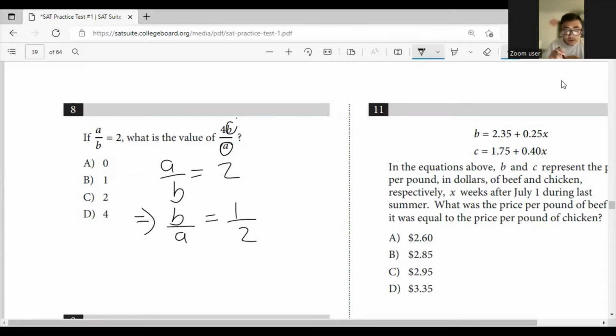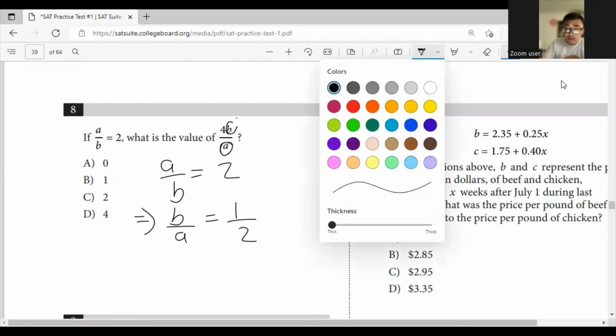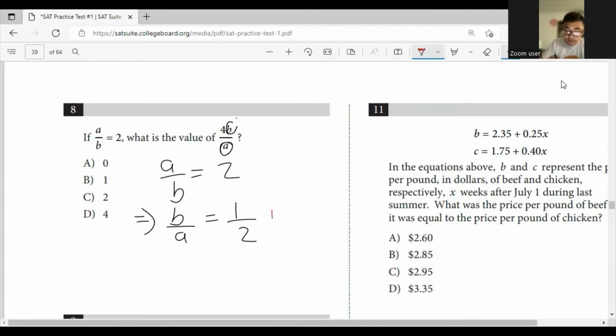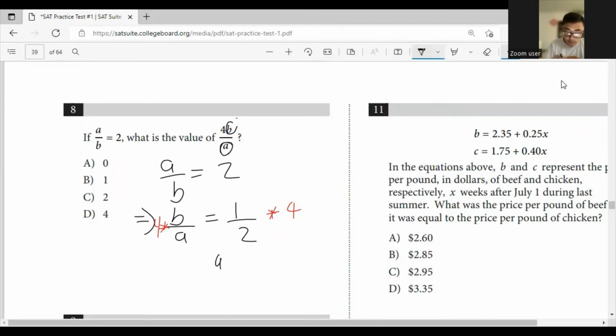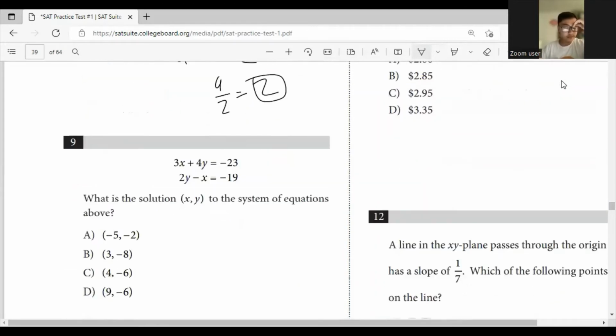And now what I can do is multiply both sides by 4 to get the 4b over a. So multiply by 4, multiply by 4. So now I have 4b over a equals 1/2 times 4. Looks like the answer is going to be 4 over 2, which is 2. The answer is C. It's easy as that, guys. All right, on to the next problem.